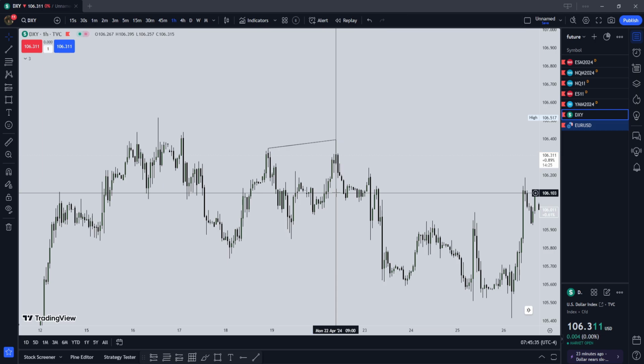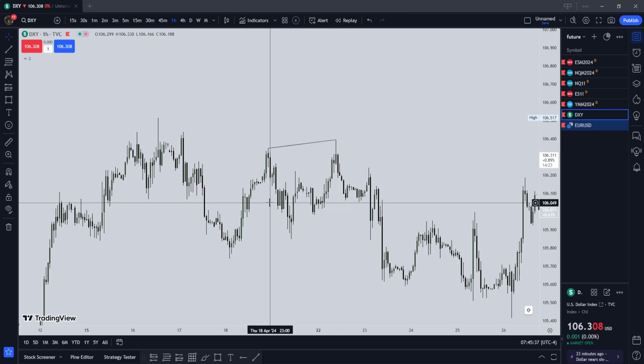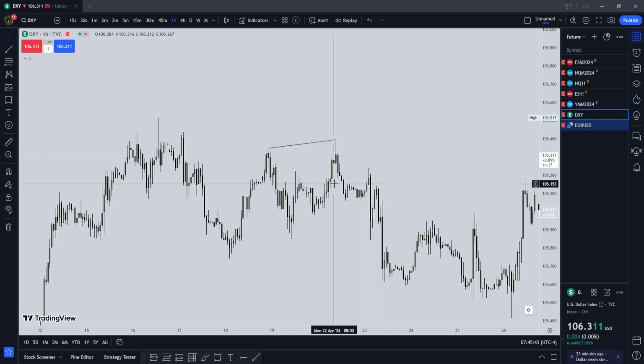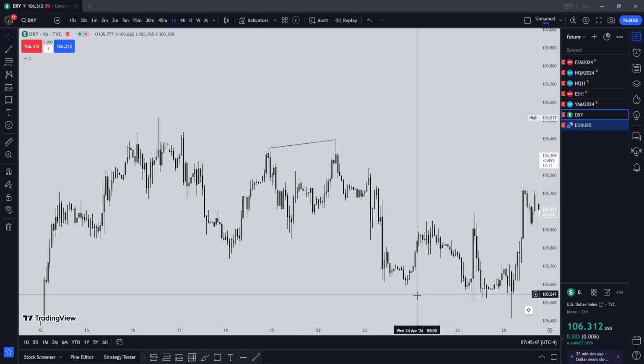So I want you guys to focus on this right here. This is a 9 a.m. candle, and this is a 10 p.m. candle right here. As you can see, DXY went up, took the high out, and then started going lower.